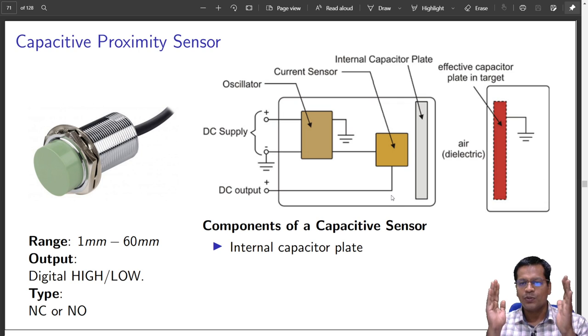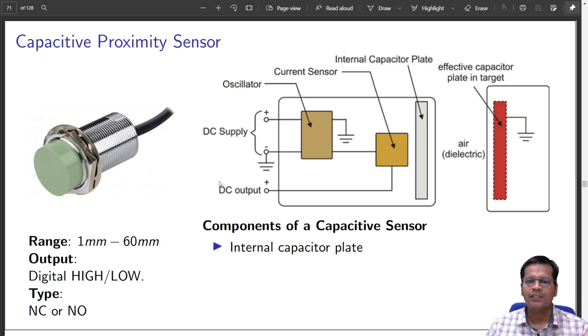So as soon as that capacitance is added, you see the change in this DC output, because the circuit is now loaded with this additional capacitor. You see that change, and it checks it as 1 as an output. It can be 1 as an output, or normally off as an output also.